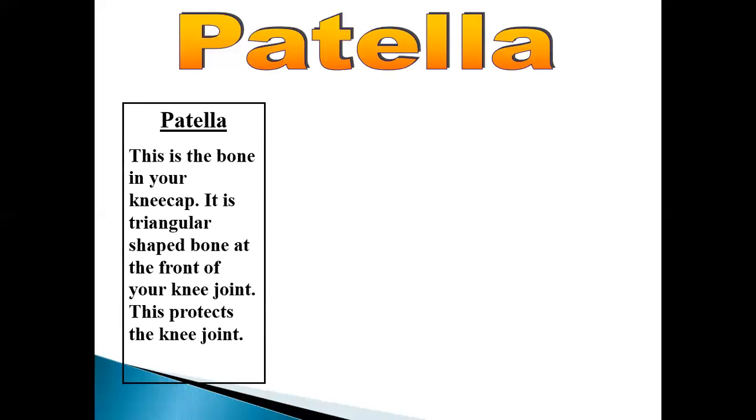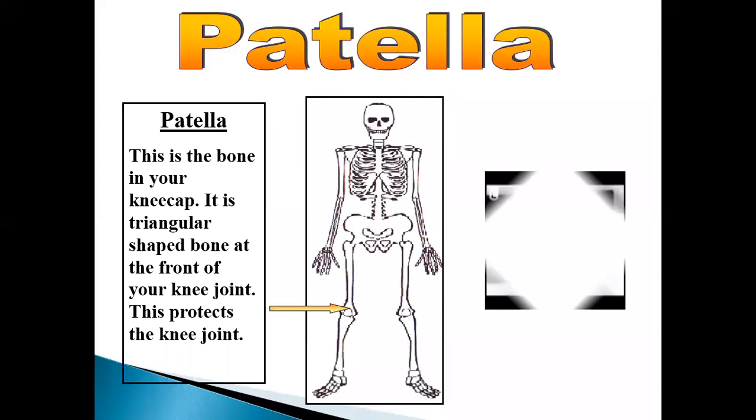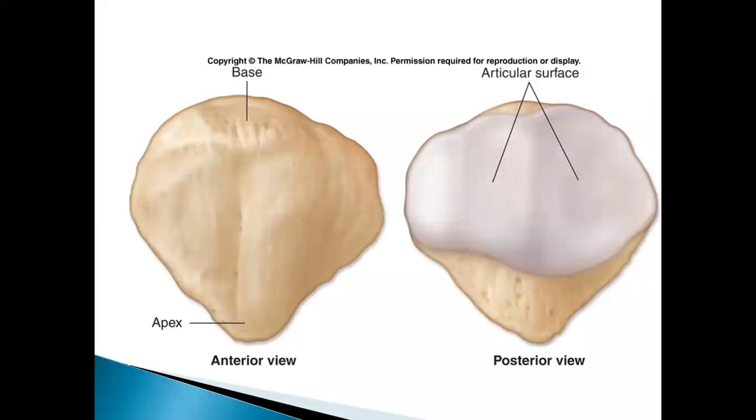Let's talk about the patella. Patella is nothing but the bone in your kneecap, basically. In front of your knee joint, it is present. It protects the knee. That is the role of the patella. Patella is something like this, where it has the apex. It is going to have the base, articular surface.